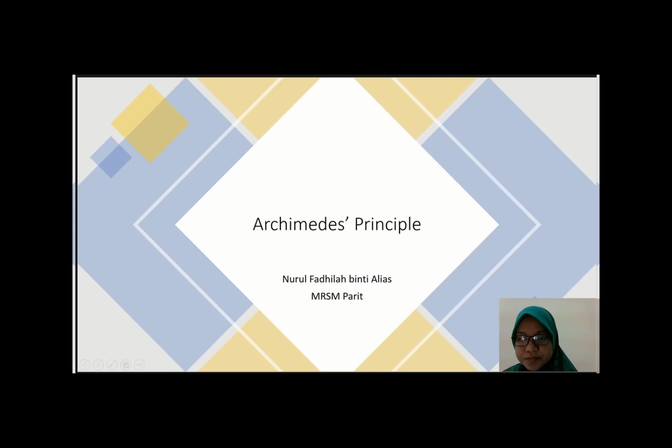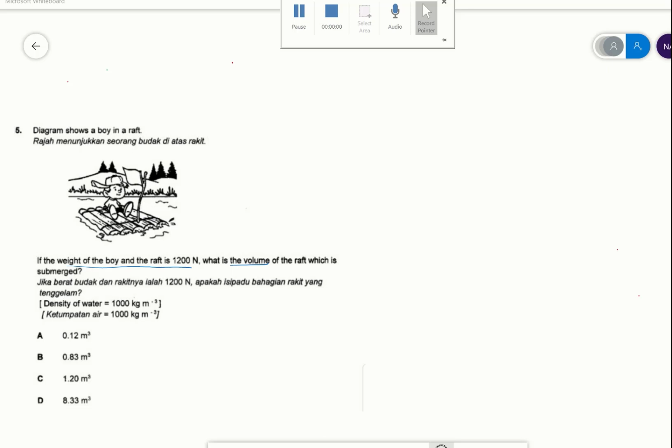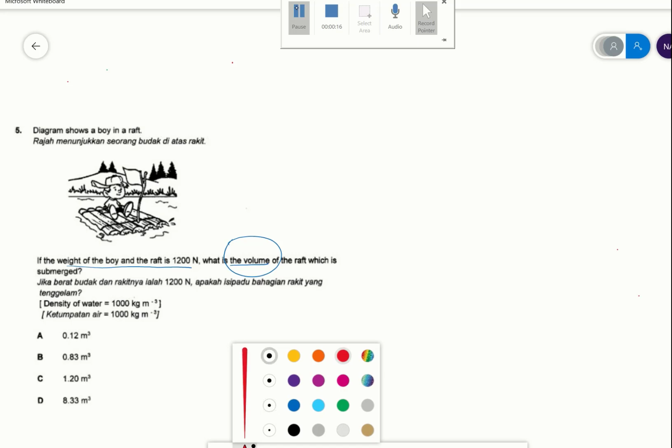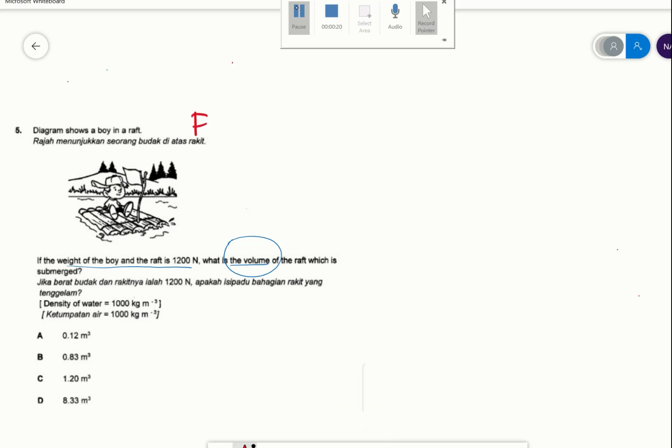Let's try a few questions, solving problems. If you look at this question, what is given is 1200 Newton, and the question wants the volume. We learned that when an object is floating, the upward force is equal to the downward force. The upward force is Fb, buoyant force, and the downward force is weight. So we know that concept, and then we apply it to the formula.